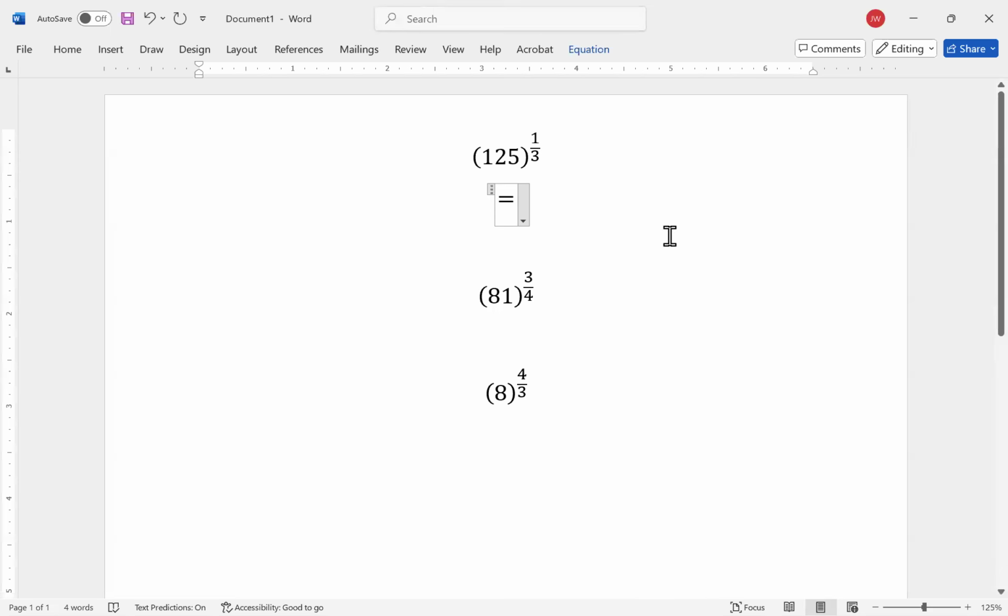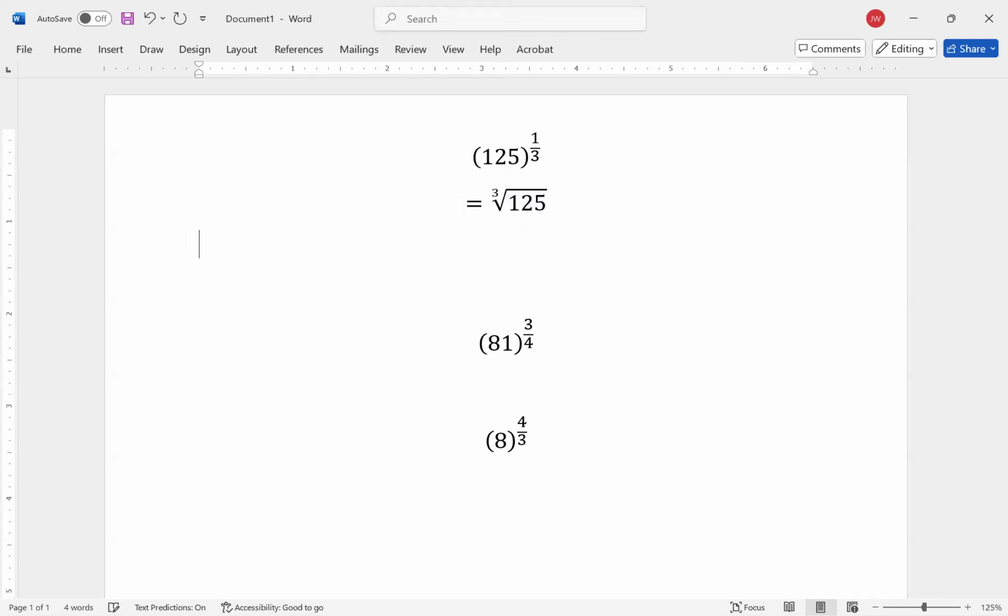All right, so 125 raised to the 1/3 power is like taking a third root of 125. So we're looking for the number that when you multiply it times itself 3 times, you get 125. Earlier in this video, we saw that 5 times itself 3 times is 125. So 125 raised to the 1/3 power should be equal to 5, and in fact, it is.